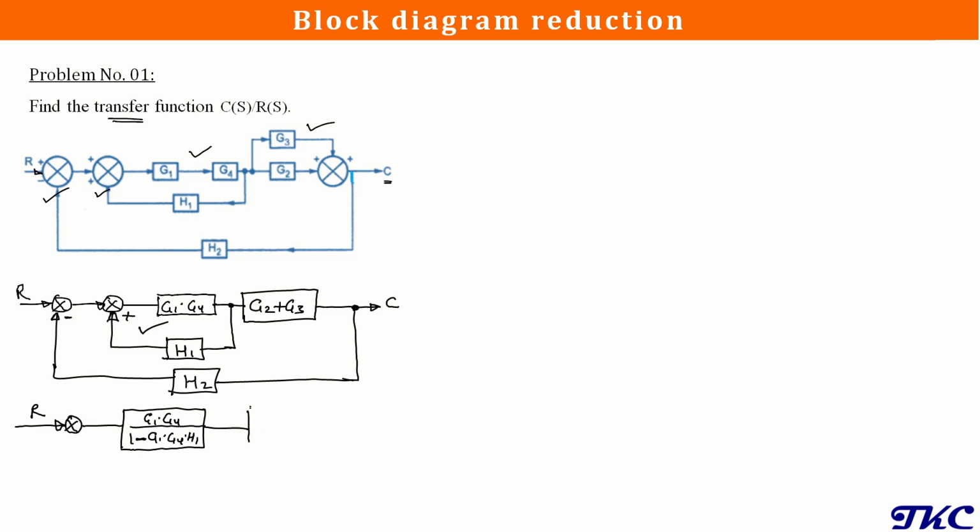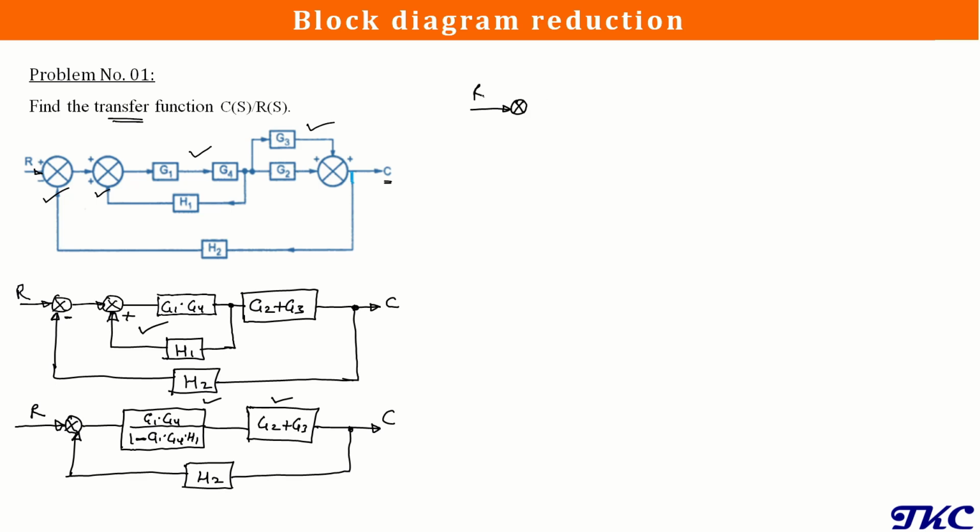And next, ahead of it, we are having this block G2 plus G3, and then we are having the output, which is sensed by this H2. Now again we have to see whether we are having blocks in series, parallel, or minor feedback loop, so that we can directly apply those rules. So now if you see here carefully, this block and this block are in series. So what we can do, we can multiply the transfer function of both of them and replace it with a single block.